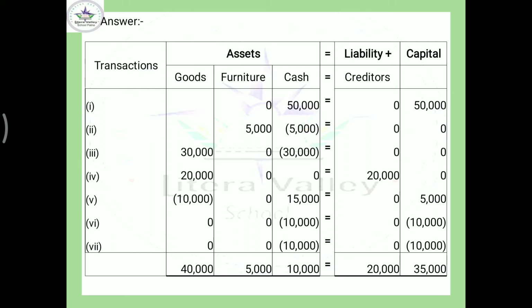So the total of this side is 55,000, and come to the liability side, creditors, Mr. Sahil 20,000, and balance of capital after all the effect is 35,000. So the equation has again been proved, and that is: assets equal liabilities plus capital. Okay, very simple thing. Step by step you need to recalculate, and then you can easily see.